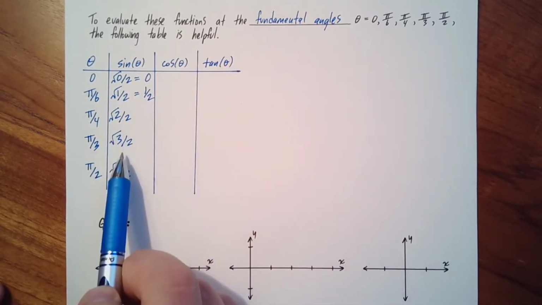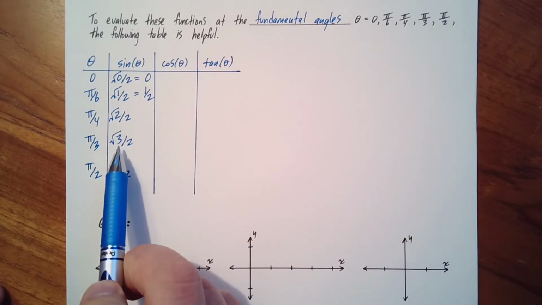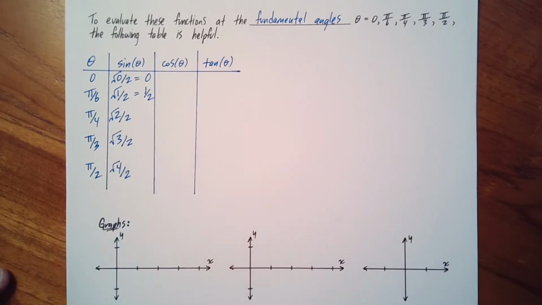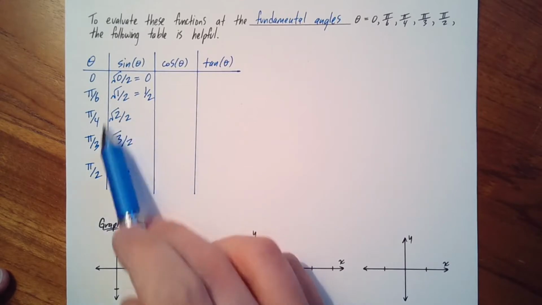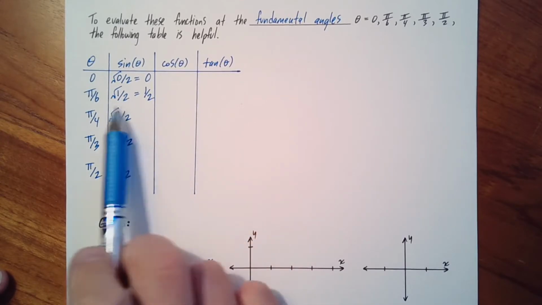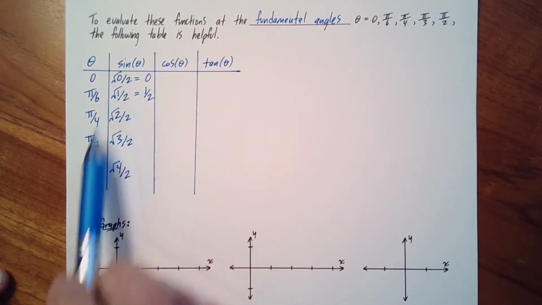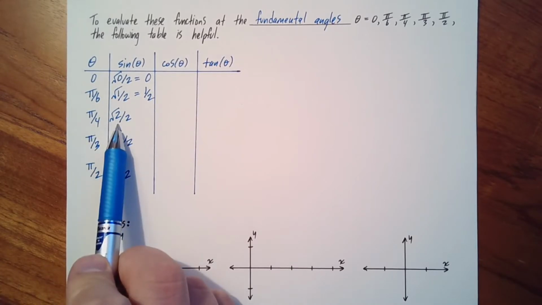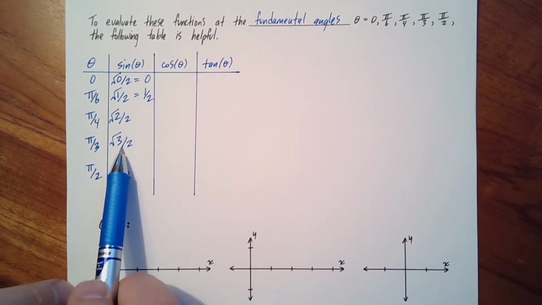Root 2 over 2 and root 3 over 2, there's not much you can do with those. You can play with the form a bit, but there's no advantage to doing that, so there's no point in changing them at all. Just leave them the way they are. This is as good as it gets for those values. Sine of pi over 4 is root 2 over 2, and sine of pi over 3 is root 3 over 2.